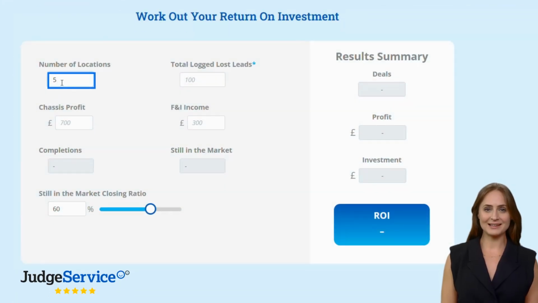Step 1. Enter the number of locations you operate. Step 2. Enter the total logged lost leads you had last month across those locations. Step 3. Input your average chassis profit per vehicle sale. Step 4. Enter the average F&I income you make per sale.